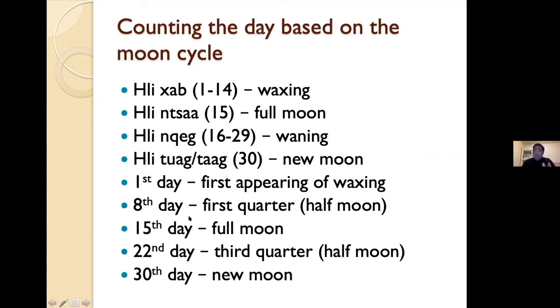On the 15th day, it should be a completely full moon, okay? And then on the 22nd day, it should be right back at the half moon. Once it's full, it starts decreasing, and on the 22nd it should be right there in the middle again, okay? And then on the 30th day, it should be completely dark. This is an ideal 30-day moon cycle, okay? We Hmong people count our days using this cycle, okay?